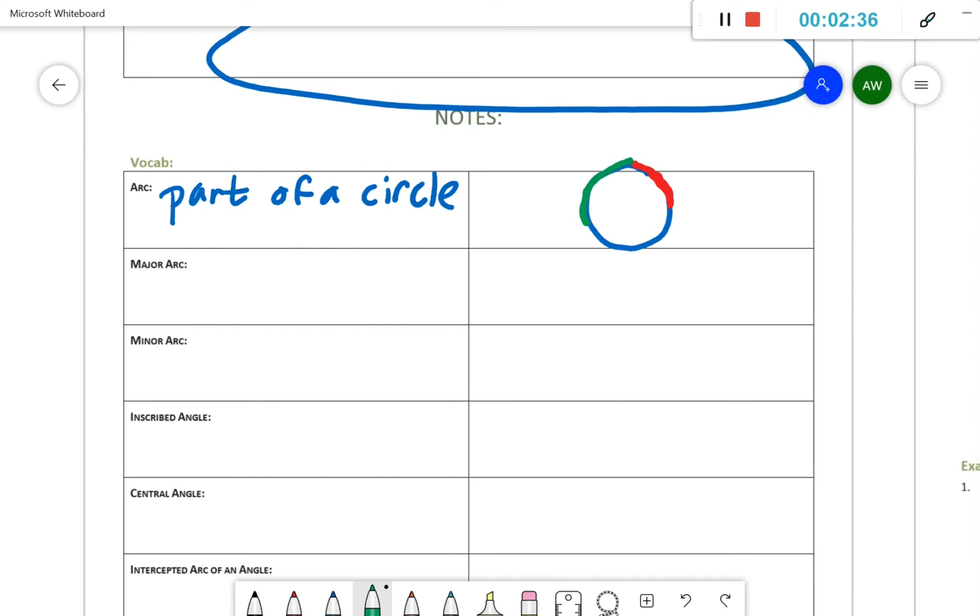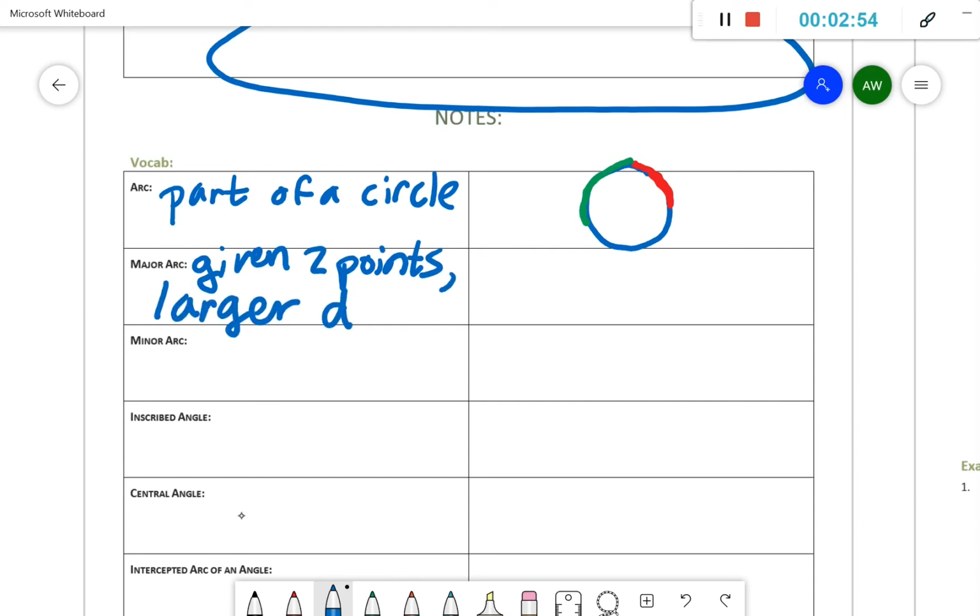Now let's talk about the difference between a major arc and a minor arc. If we're given 2 points, the major arc is the larger distance. So this is the larger arc, and the minor arc is the smaller distance.